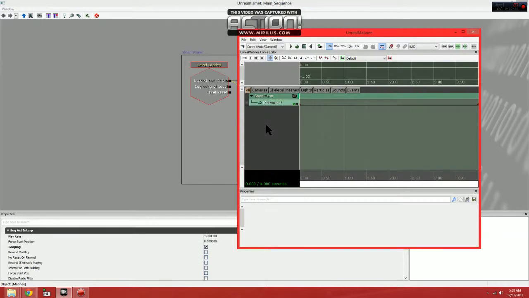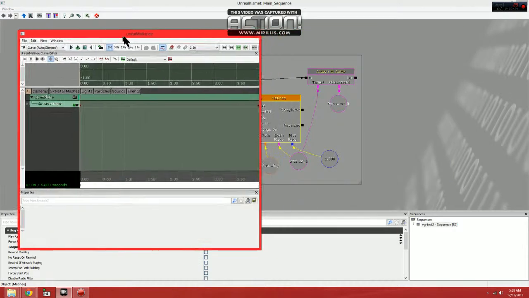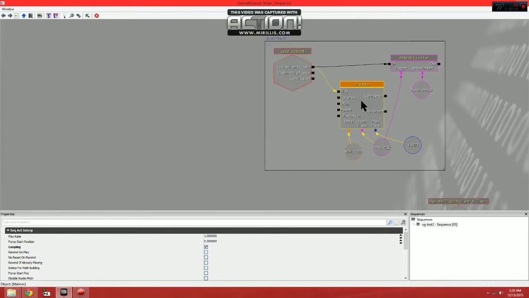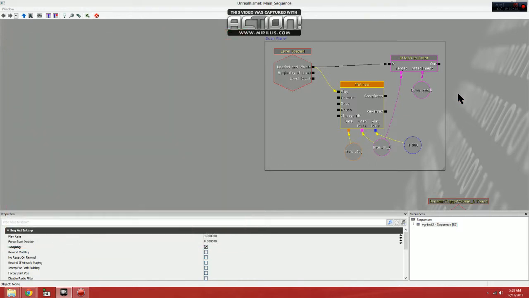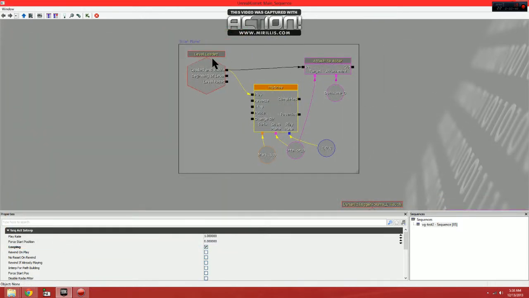Basically, there's just a matinee, which is an easy way to say it's an animation of something. In this case, movement of the plane that we're dealing with. So that's about it. And it gets triggered by the beginning of the level.